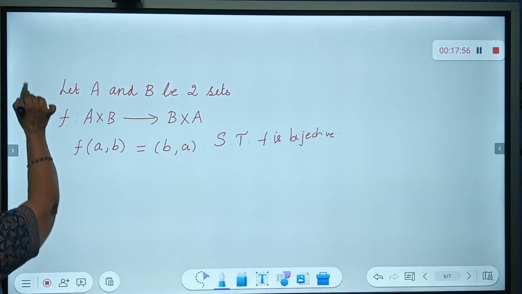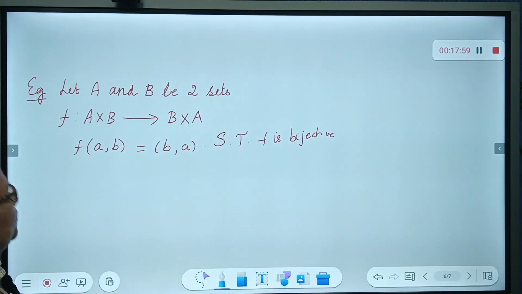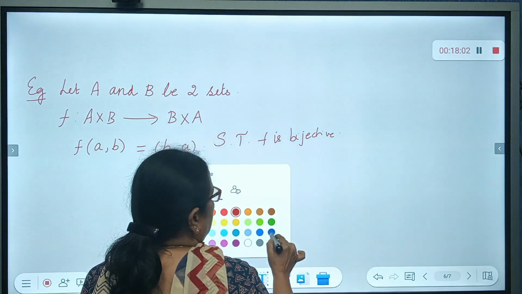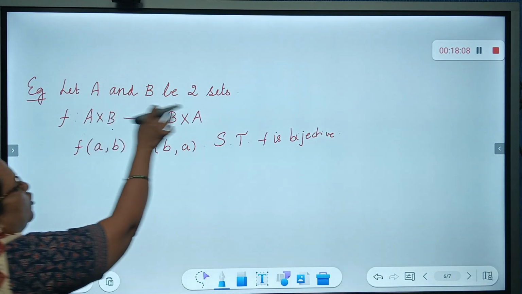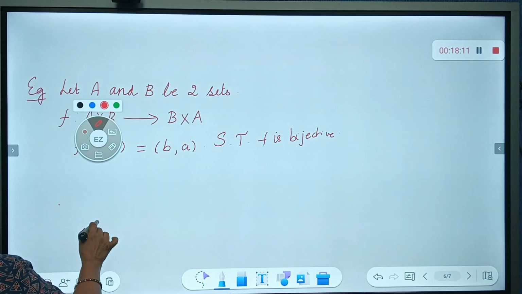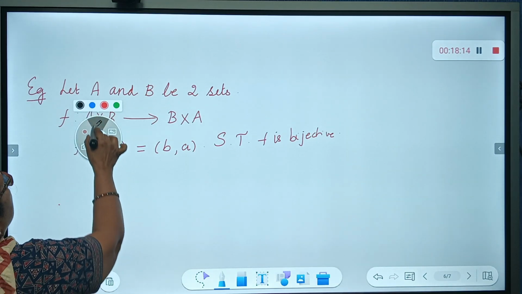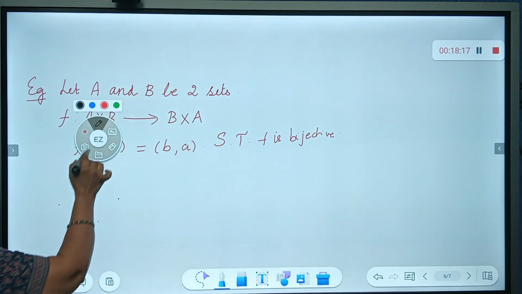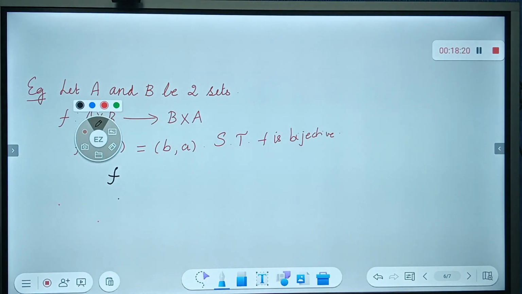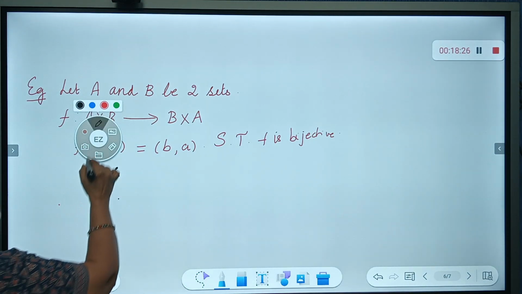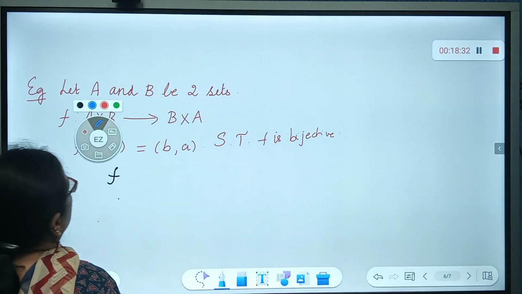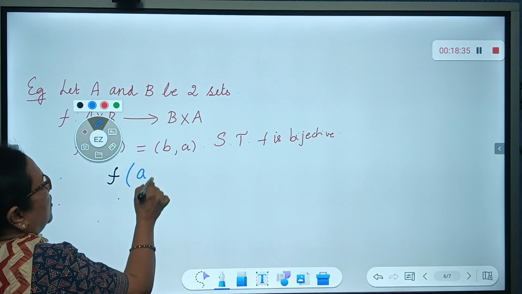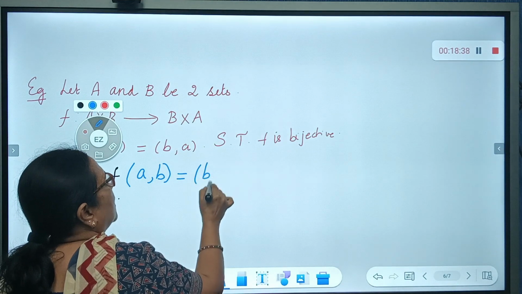Now look at this example. Let A and B be two sets. f is defined like this. It goes from the Cartesian product A cross B to B cross A. What does f do? It interchanges the ordered pair. Now f of (a, b) is equal to (b, a).